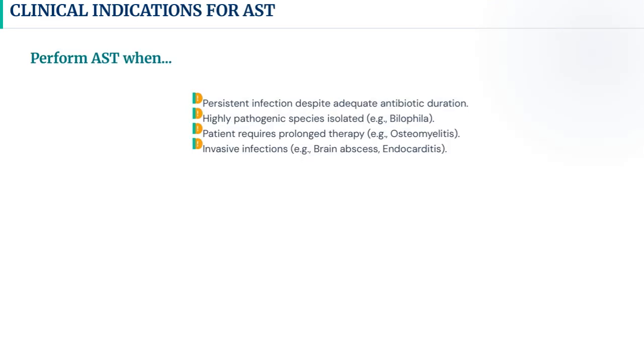We perform antimicrobial susceptibility testing, or AST, in specific clinical situations. For example, when dealing with invasive infections like brain abscesses or endocarditis, where precision matters. Also, when patients need prolonged therapy, such as with osteomyelitis, to ensure the treatment stays effective. If we isolate highly pathogenic species like Bilophila, AST guides our approach. And importantly, when infections persist despite adequate antibiotic use, AST helps us adjust and overcome resistance. These are the key reasons to perform AST.